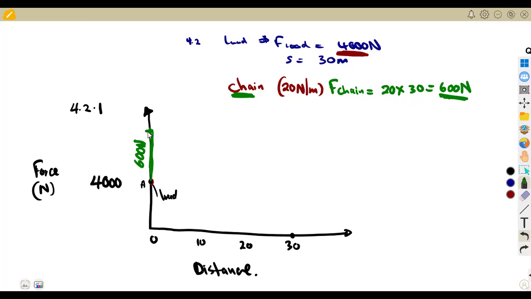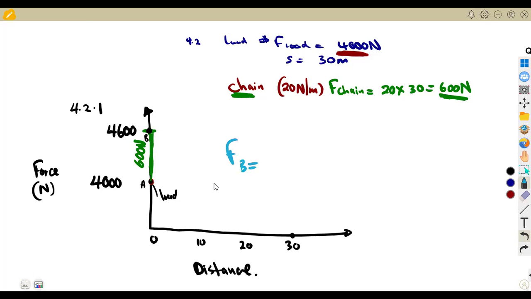So at point B, the end point, which is the total weight, the total weight is going to be 4,000 plus 600, which is 4,600 Newton. So take note, we could have even calculated this force at B, which is the weight at B.